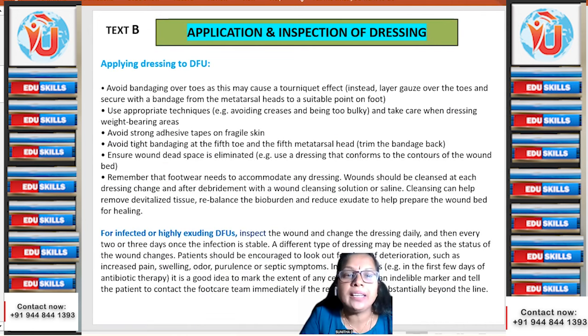In Text B, applying the dressing to DFU, which is given in the sample, and while skimming, we can go through for inspecting or highlighting DFUs. So not only the application, some inspection we also have to do in the wound. So I have given the application as well as the inspection of dressing as the heading of Text B.